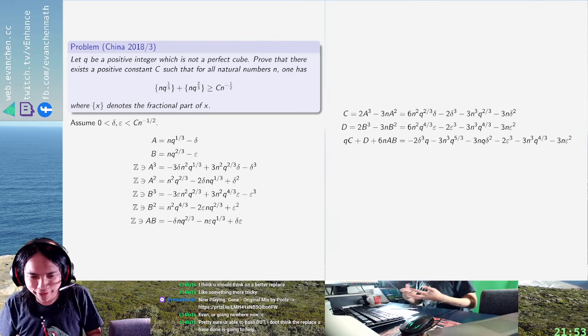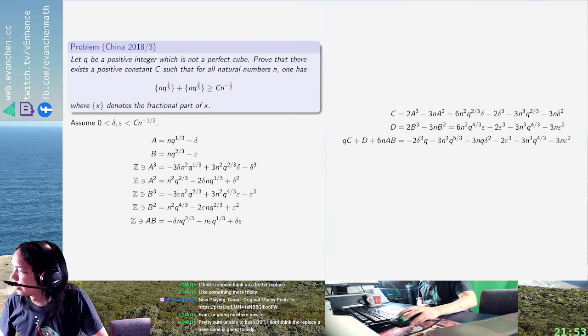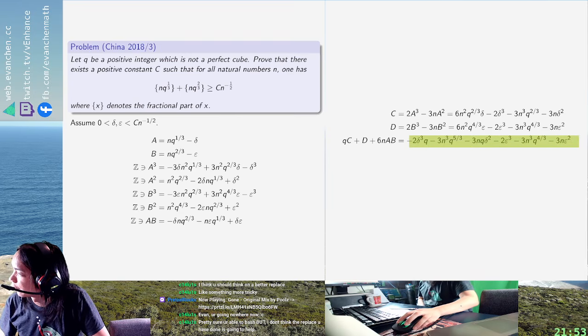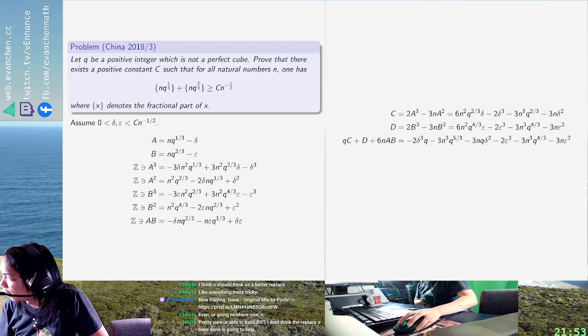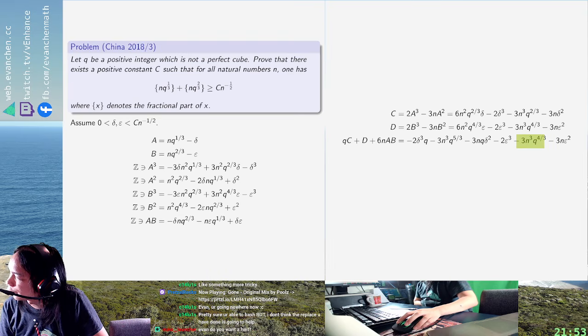Like right now I'm trying to kill off all the terms that are causing me problems, and so this is what I've ended up with. This number is an integer. All the terms are under control-ish. All of these are bounded in size. The problem is that there's a 3n cubed with q to the 4/3 and 3n cubed q to the 5/3 that I don't have much control over.